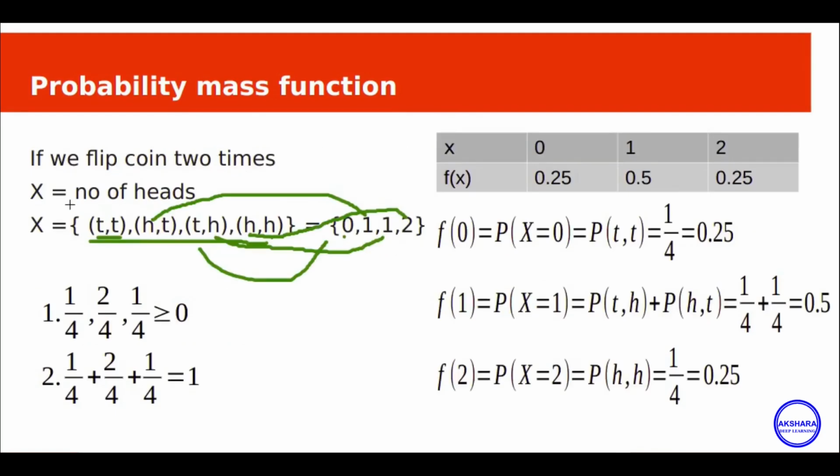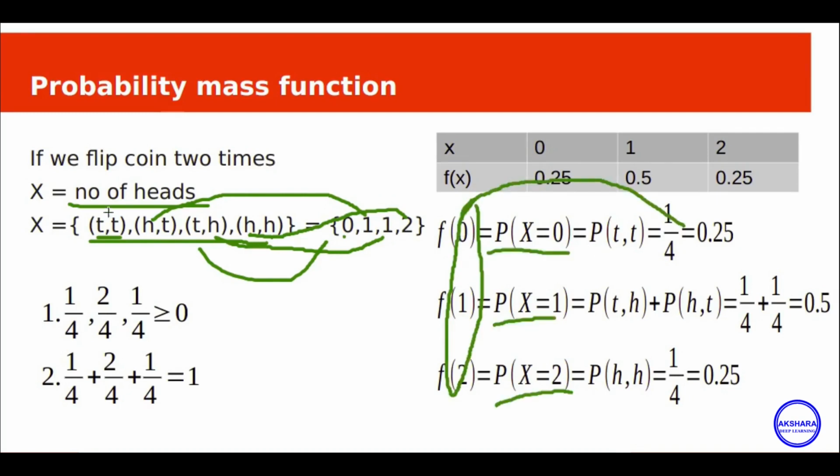What are the possible values for the discrete random variable? Either 0 heads, 1 head or 2 heads. These are the possible values for the discrete random variable and their associated probabilities. For getting 0 heads, there is only one chance, T comma T. Out of 4 possible outcomes, it is the only possibility of getting 0 heads.